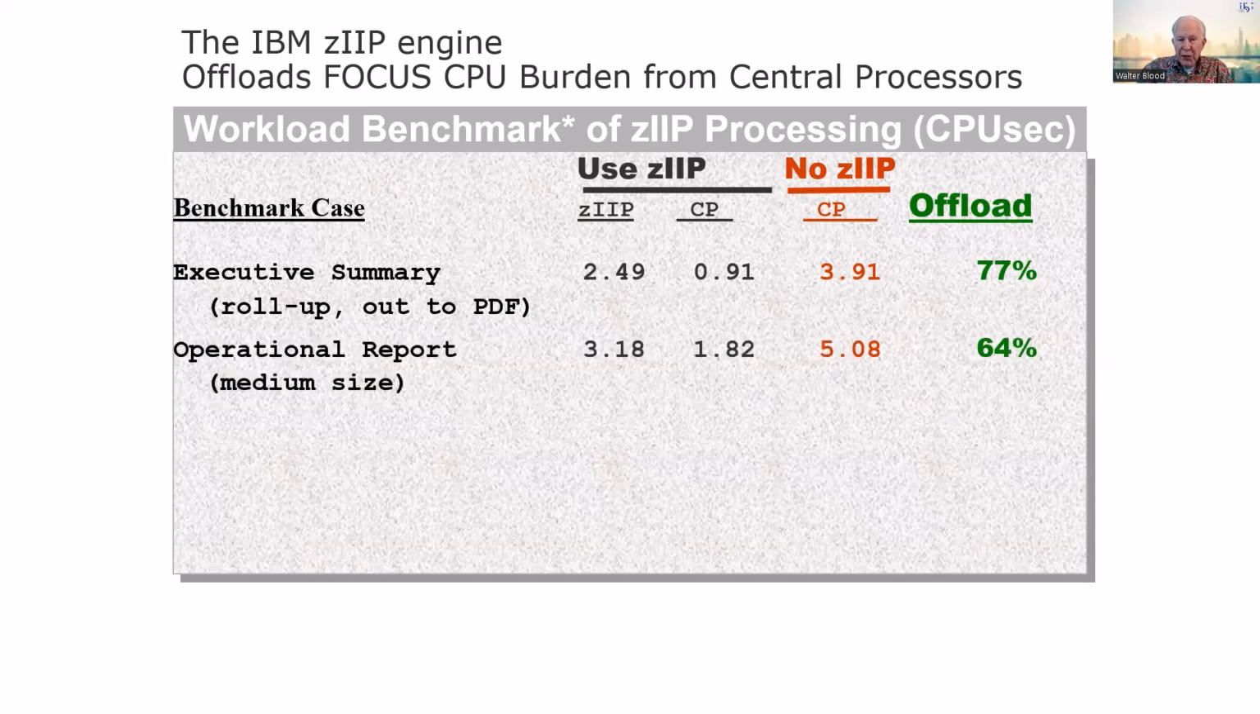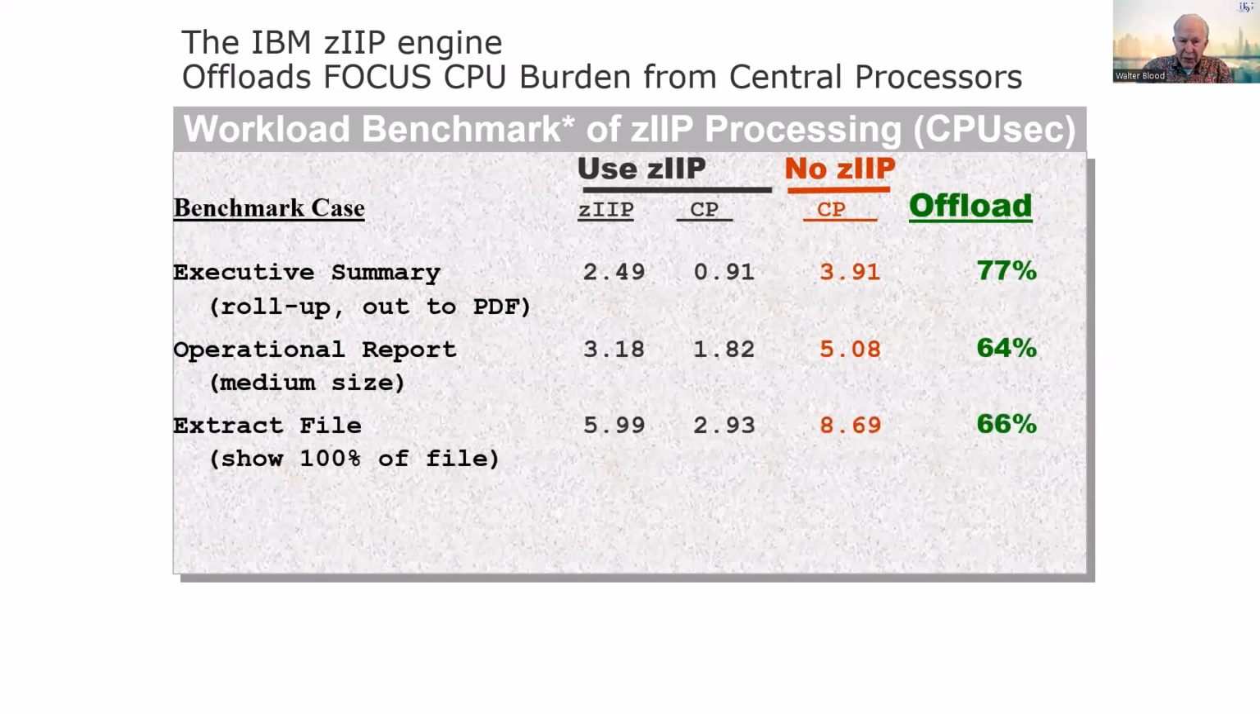For an operational report, a medium-sized operational report, in this particular case we're looking at about 5 seconds running without the zip. Running with the zip, our CP is being charged for only 1.8 seconds, a 64% offload.